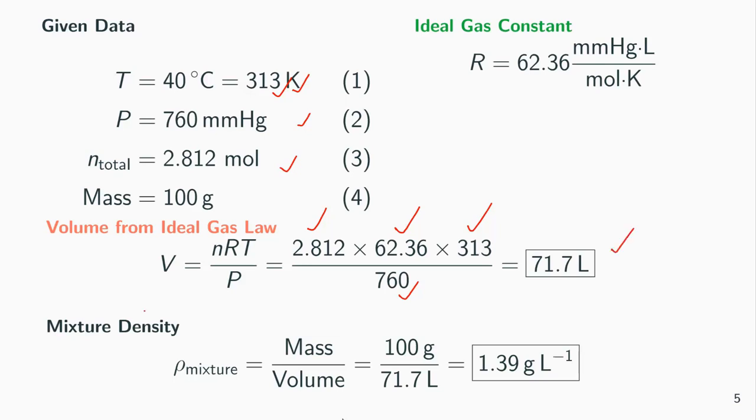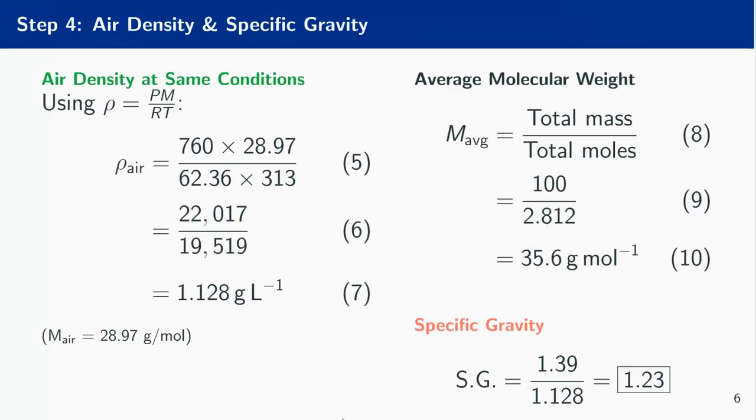Now mixture density. We know the mass is 100 gram, and the volume we got is 71.7 liter. So from that we can easily get the density: 1.39 gram per liter. So that is the mixture density.